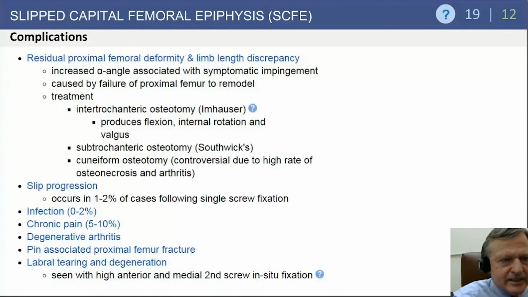And I think the slip progression is relatively rare. These are the complications, and impingement with residual proximal femoral deformity and leg length discrepancy is one of the most important.